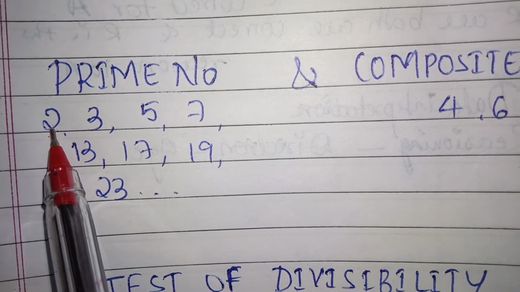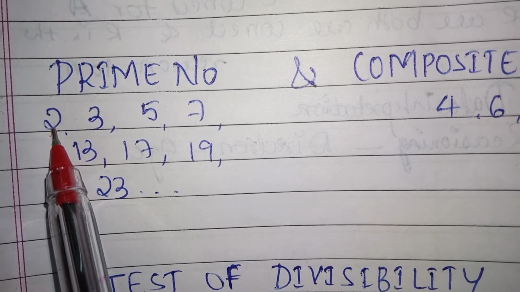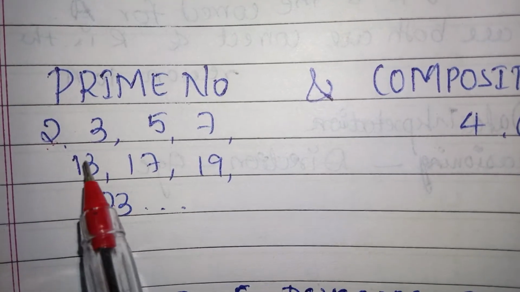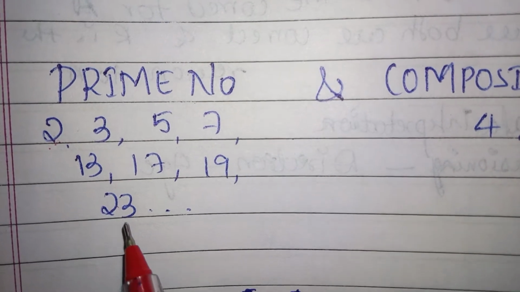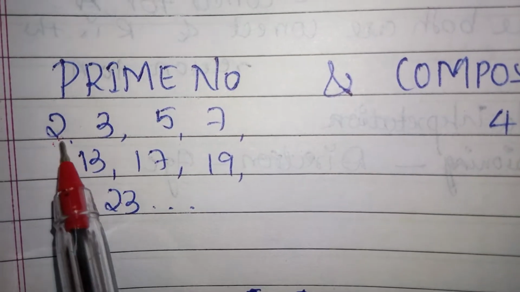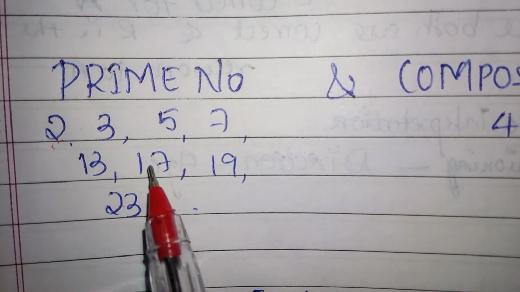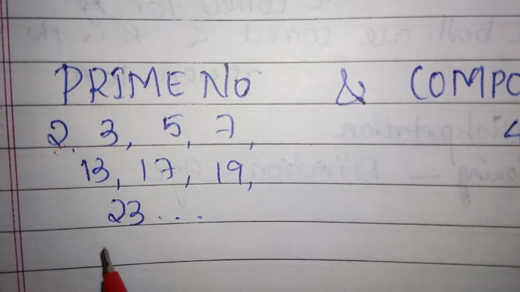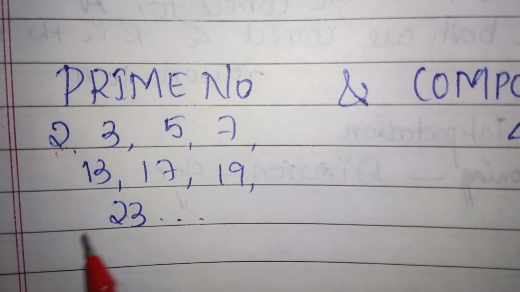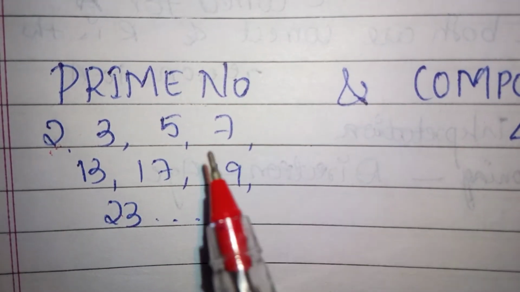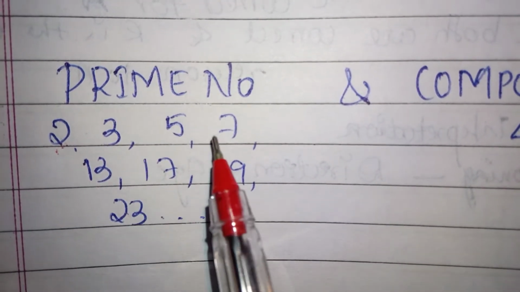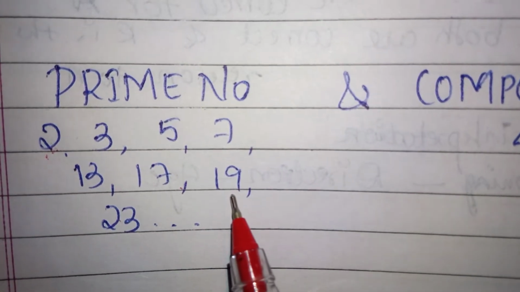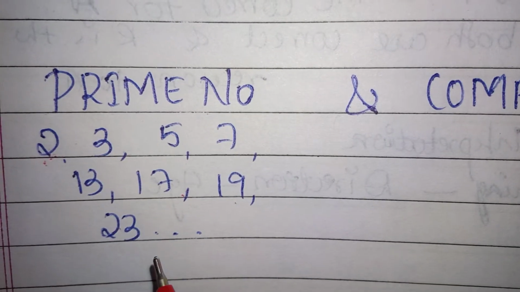The factors of 2 are only 1 and 2. So these are the numbers which you do not get by multiplying any other numbers. For example, 2, 3, 5, 7, 13, 17, 19, 23 and so on. There are many other numbers; these are a few examples. These numbers are multiplied by using only the number itself, like 2 ones are 2, 3 ones are 3, 5 ones are 5, 7 ones are 7, 13 ones are 13, 17 ones are 17, 19 ones are 19 and 23 ones are 23, and so on.